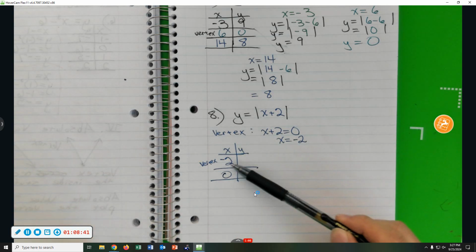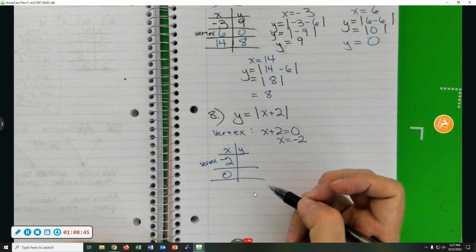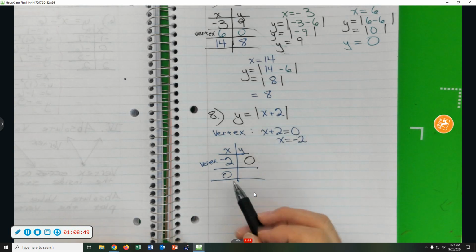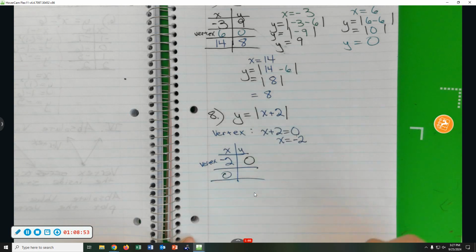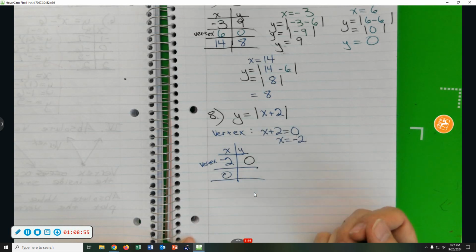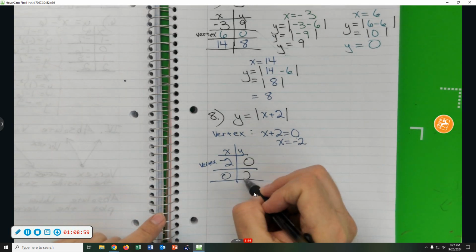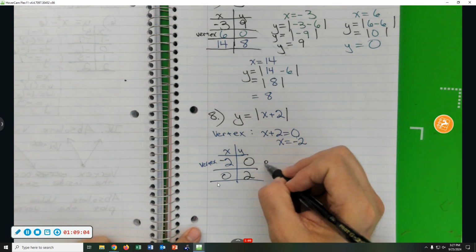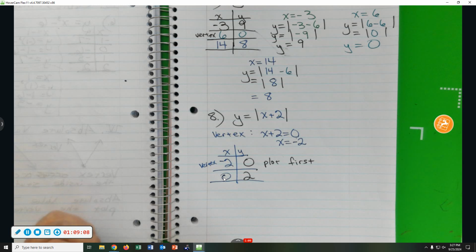Plugging in -2, what are we going to get for y? Should be obvious. It better be 0, that's why we chose it. Now let's plug in 0. 0 plus 2 is, what's the absolute value of +2? Just 2. So we'll plot that vertex first. And the instructions will say, plot the vertex. Okay?